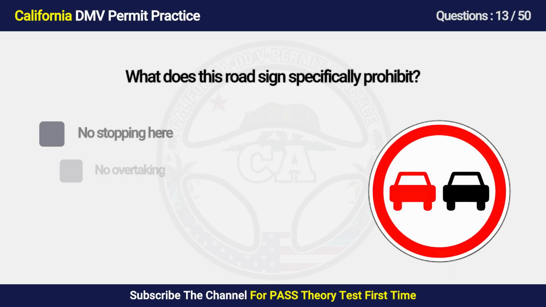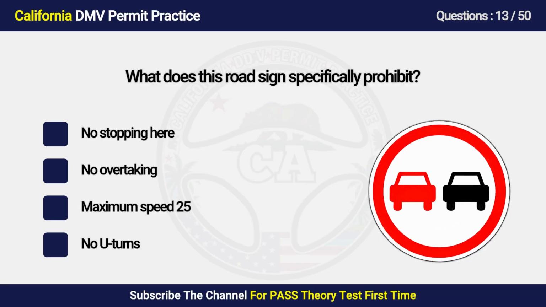Question 13. What does this road sign specifically prohibit? A. No stopping here. B. No overtaking. C. Maximum speed 25. D. No U-turns.